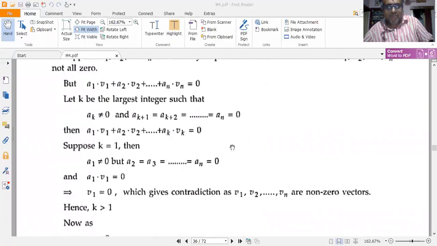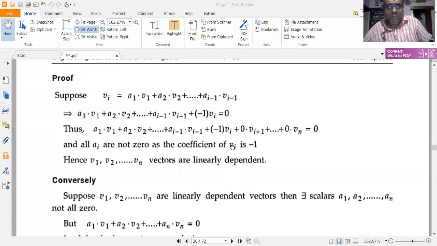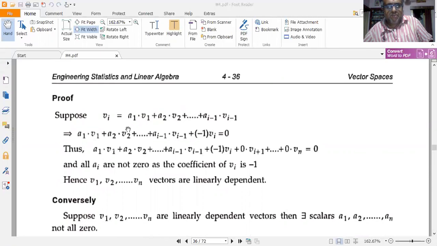Proof is very straightforward. Suppose vi is equal to a1 v1 plus a2 v2 plus etc. till ai minus 1 into vi minus 1. Then I can write a1 into v1 plus a2 into v2 plus etc. till ai minus 1 into vi minus 1 plus minus 1 into vi is equal to 0. I have taken this vi to the right hand side and then equated that to 0.